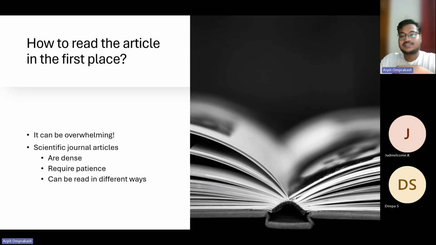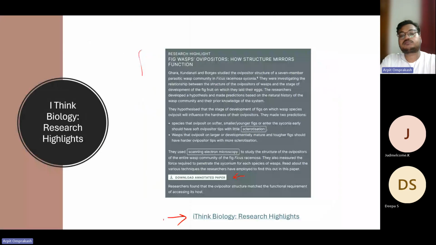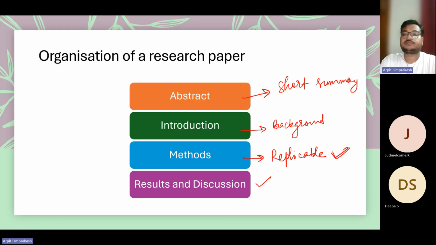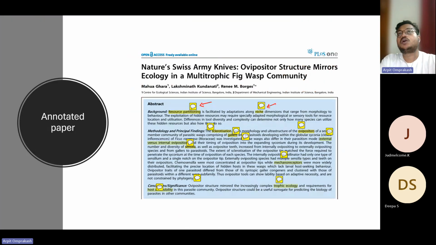When you are initially starting to read papers, it's very important that you read and reread papers so that you get the idea and get the hang of how to read them. Right. And it's also suggested that you go to this link, biology research highlights, look for different research papers, and download the annotated papers, because these might be a good starting point for you to start reading research papers. Because these are annotated, you have all the information that you need to understand them easily available to you.